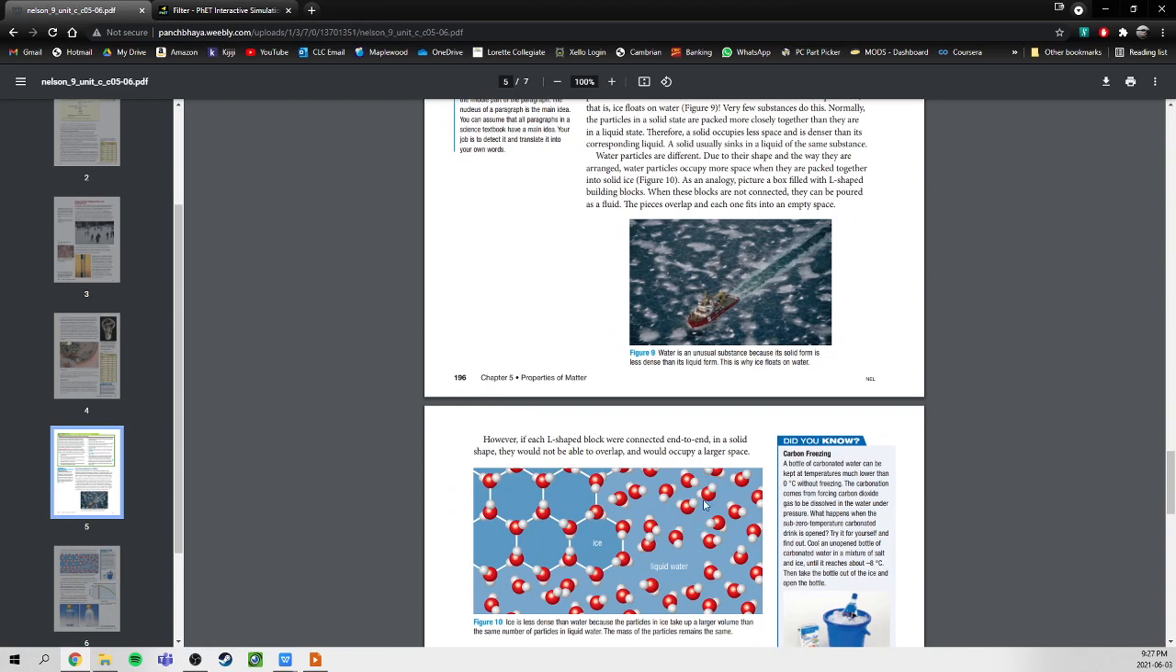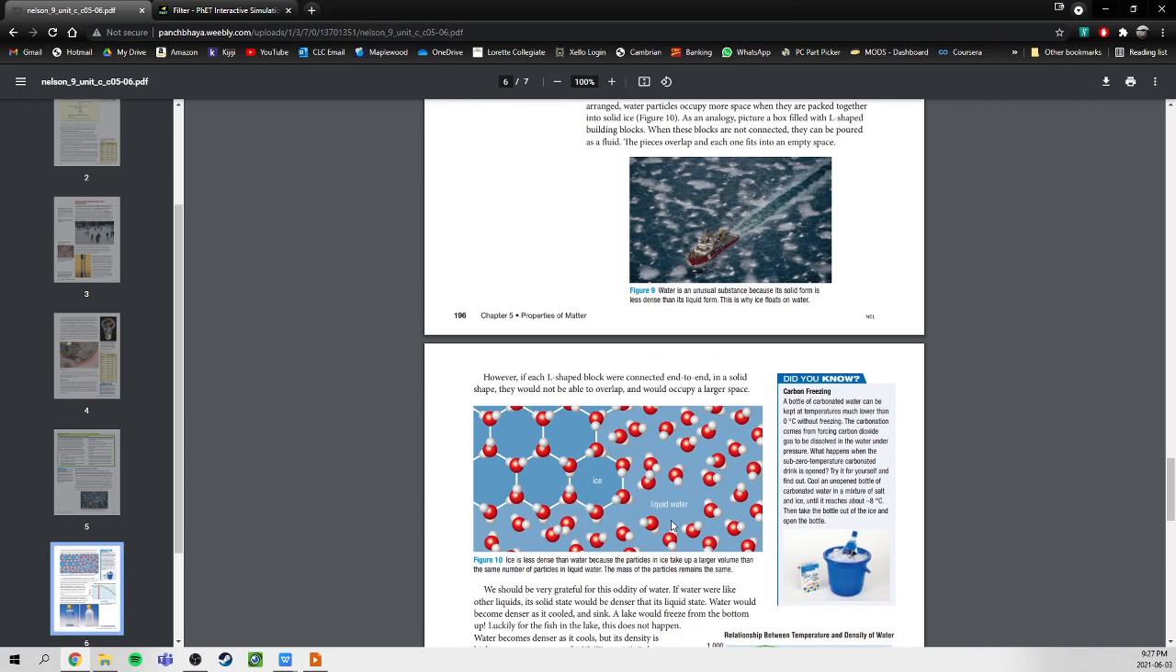So what's actually happening is, well, I guess we can just use this picture. Water molecules that are a liquid are actually closer together. They can slip and slide past each other because of the shape that they're in, this Mickey Mouse type of shape, with the two hydrogens and the one oxygen. But when it forms into ice, it forms into these six-sided crystals.